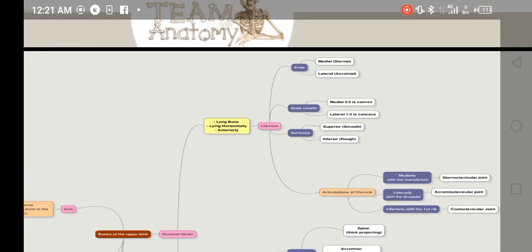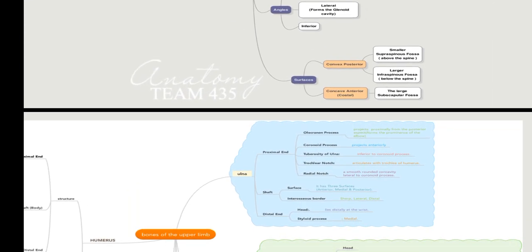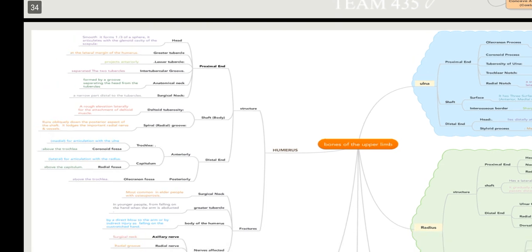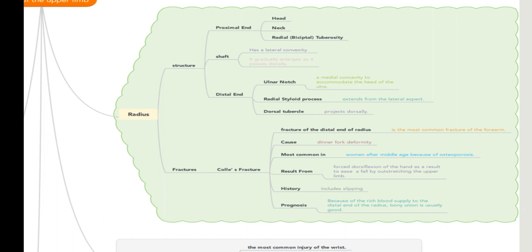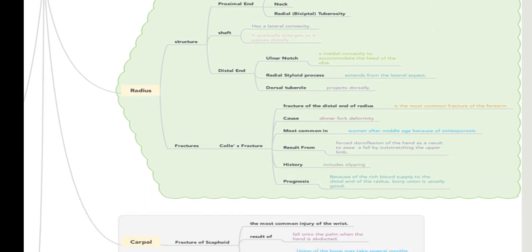So this is so simple and beautiful, right? Bones of the upper limb. You don't need to worry so much about this image, because this whole video is just a summary of all this.